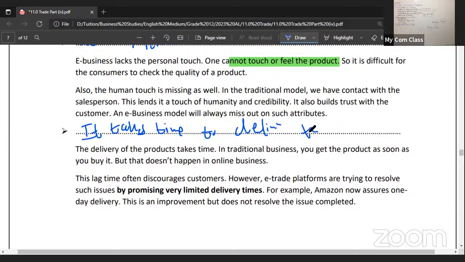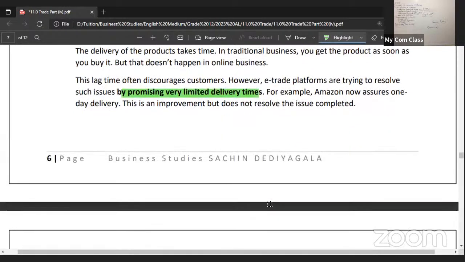There is no instant purchase there. You purchase first, and only after that do you consume, right? Sometimes you might be waiting for weeks, months to get the product, right? So that is one limitation. But from the seller's point of view, if they try to increase the efficiency by giving a limited delivery time, that is much appreciated and it's a good thing, right? So that's why they try to promise a very limited time.